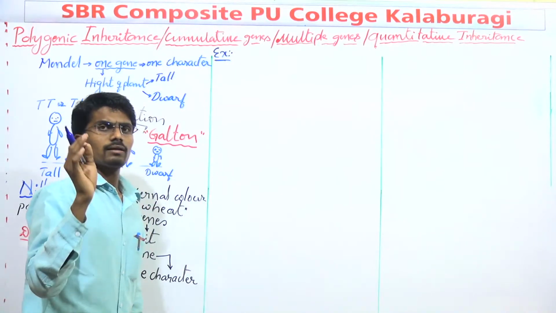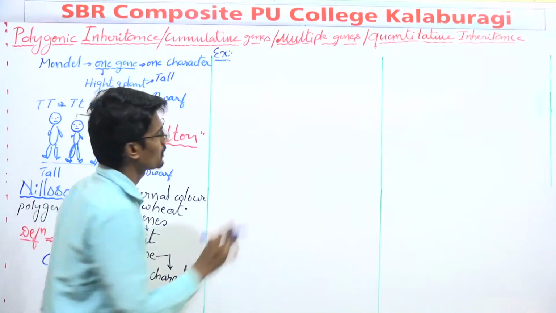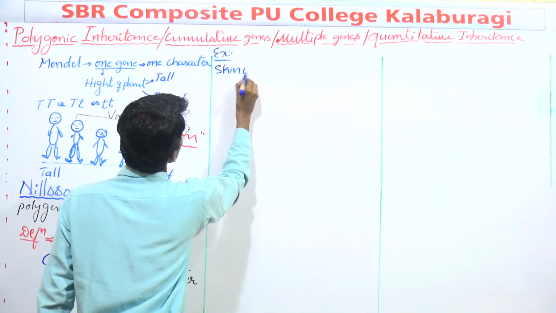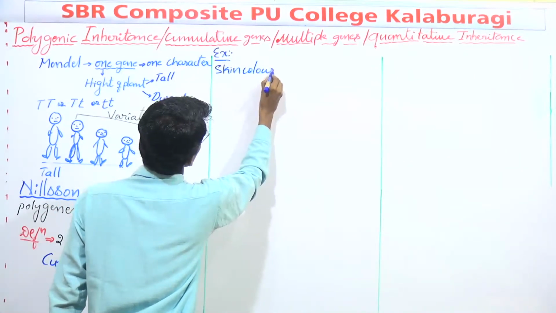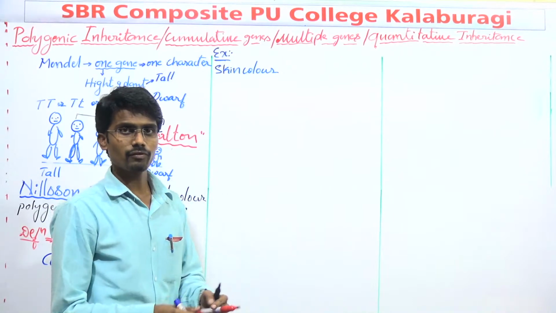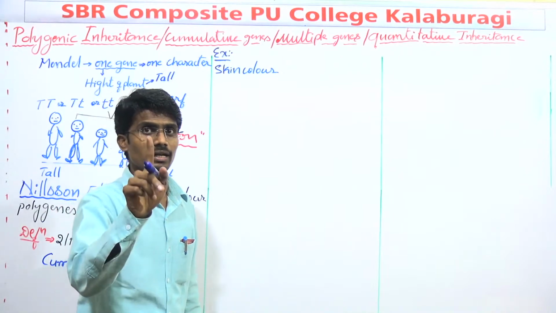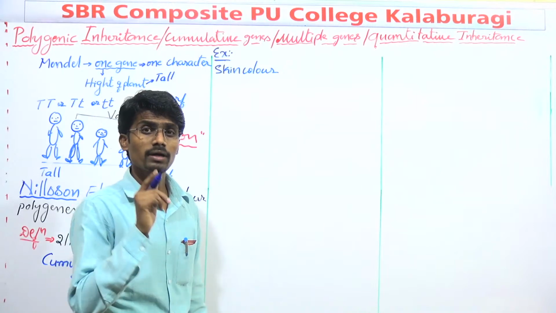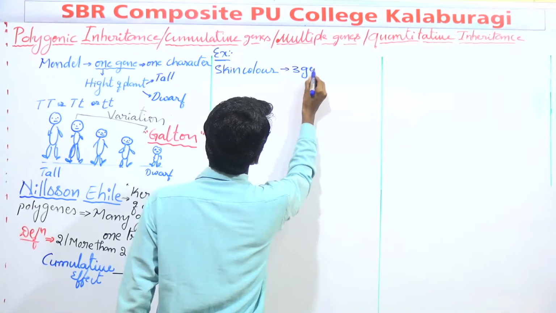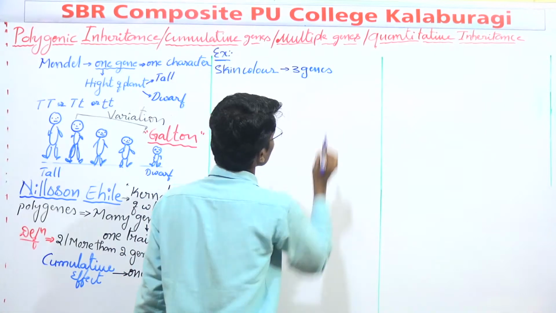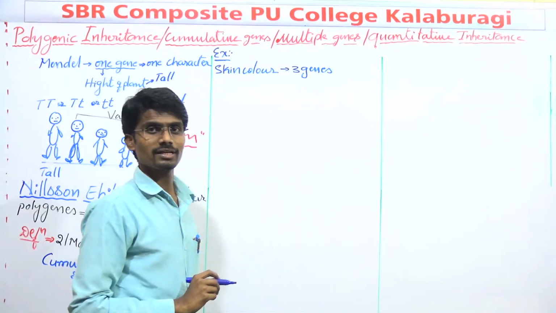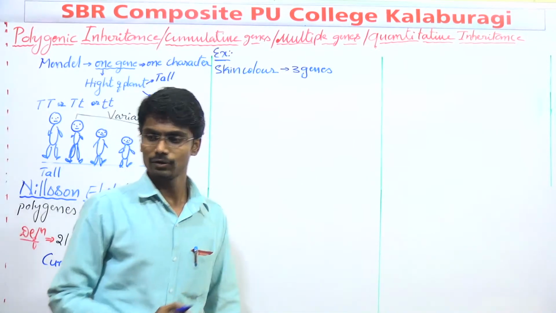Okay, the first and the best example for your exam is skin color of human. Skin color is one trait, but this one trait is controlled by 3 genes. How many genes here? 3 genes. That's why it is an example for what? Polygenic inheritance. Okay? I will show you this diagram.